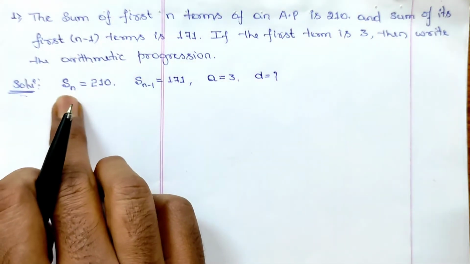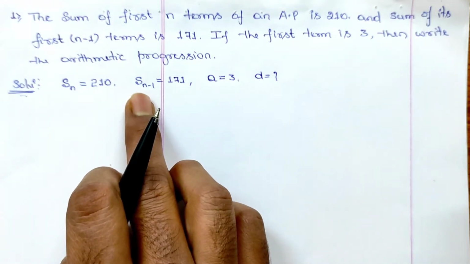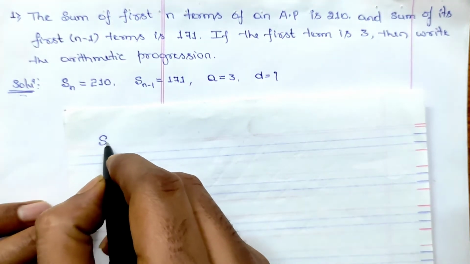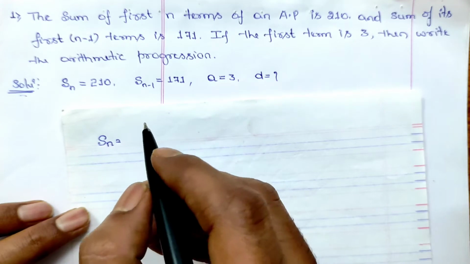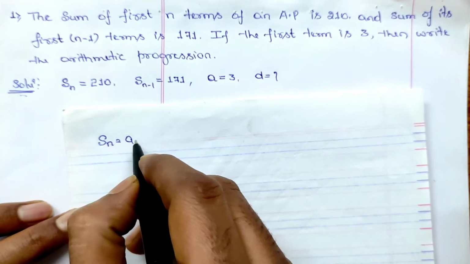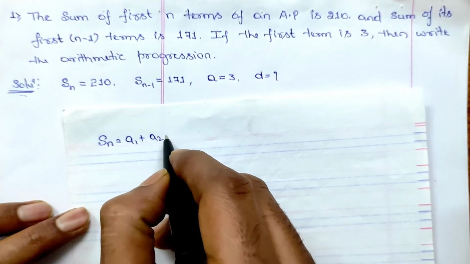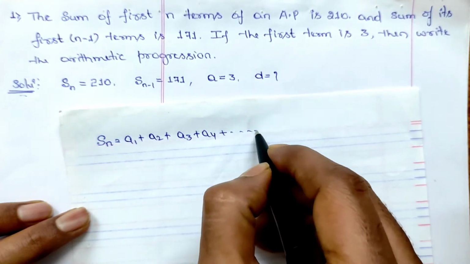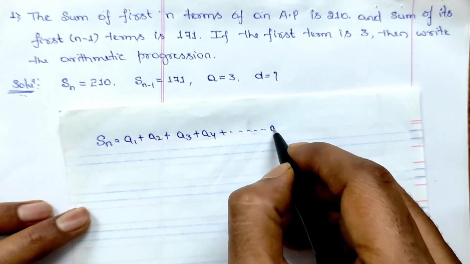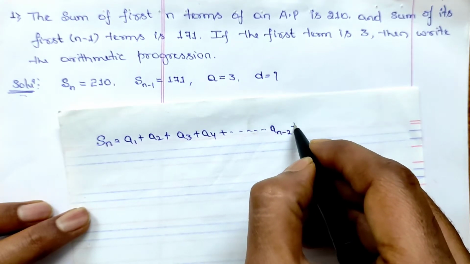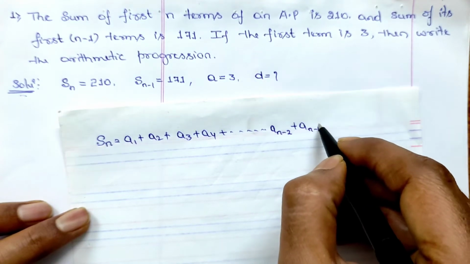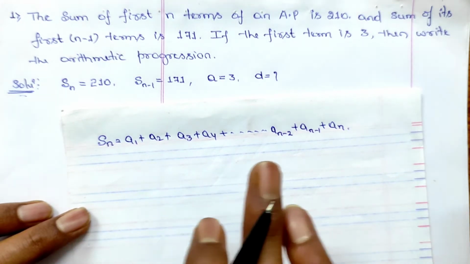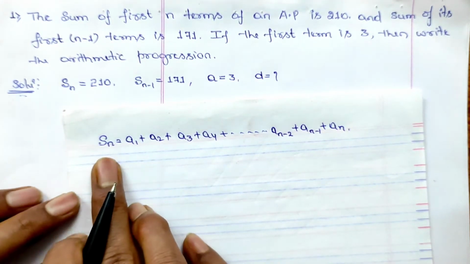You know the meaning of Sn and Sn minus 1. Sn means the sum of first n terms. Sum of first n terms means A1 plus A2 plus A3 plus A4 and so on, plus an minus 2 plus an minus 1 plus an. This is the meaning of the sum of first n terms of the AP, that is Sn.